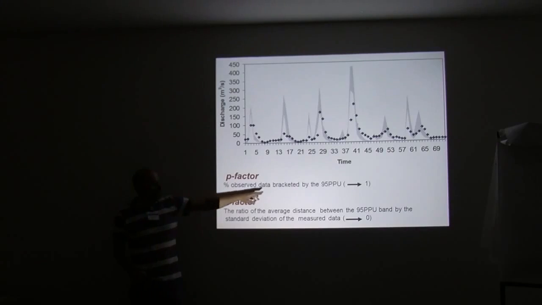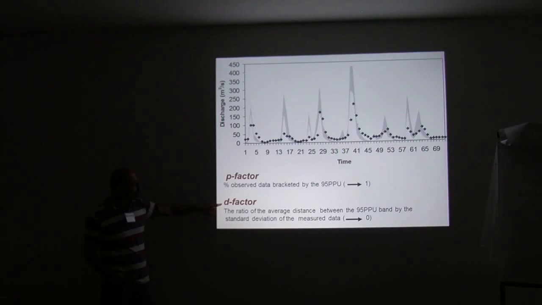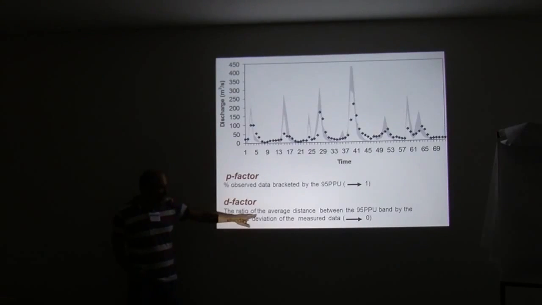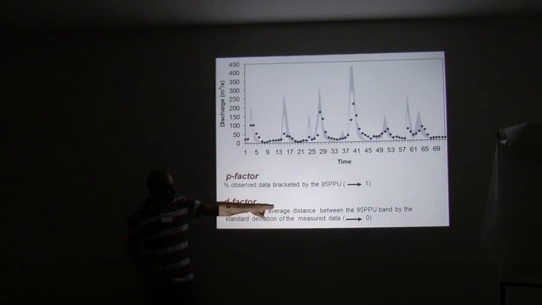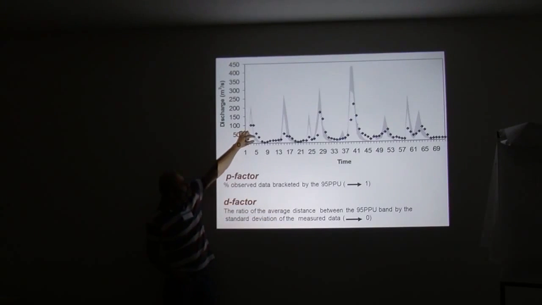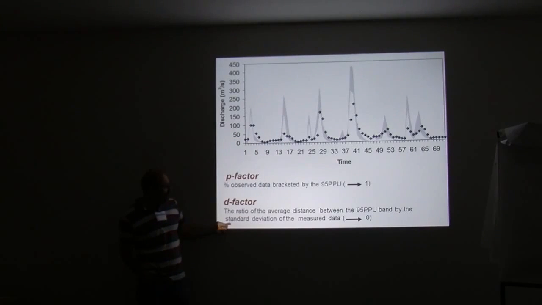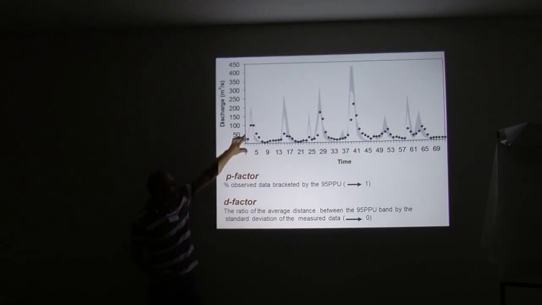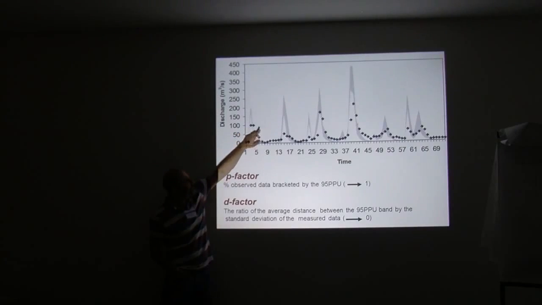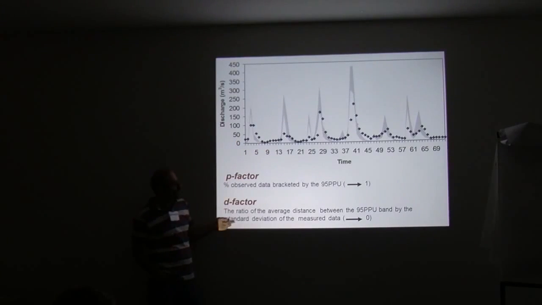And the best value is 1, of course, 100% of data within the band. And another one is the D factor, and that's the ratio of the average distance between the 95 PPU band. So it's this distance here, averaged over the entire thing, divided by the standard deviation of the measured data. So to sort of normalize this distance by the standard deviation of these observation points, and that gives you the D factor, and the best, of course, is 0, if this goes to 0.